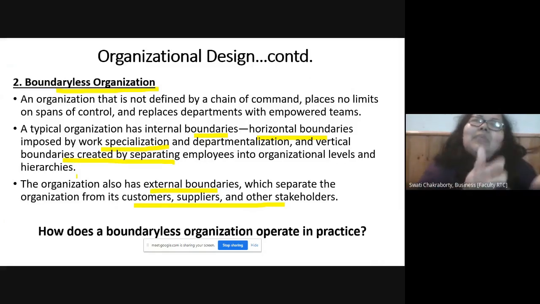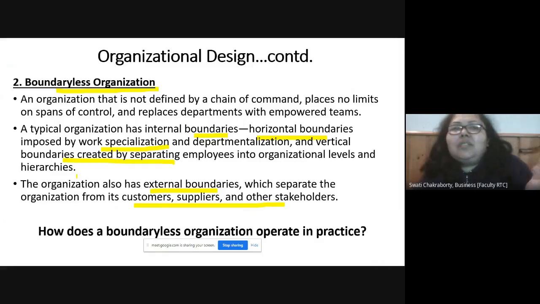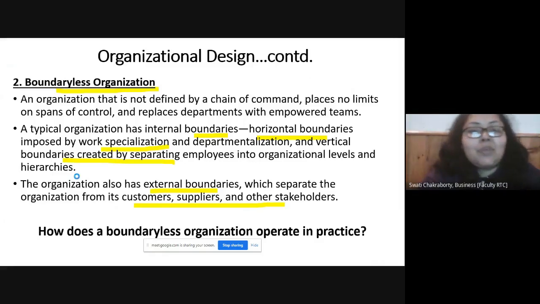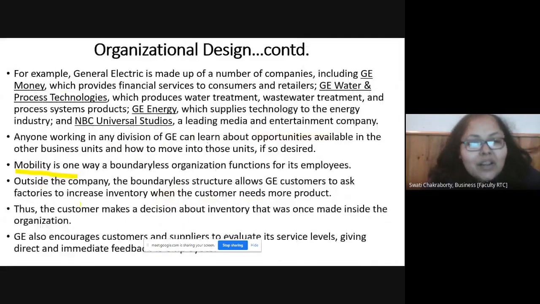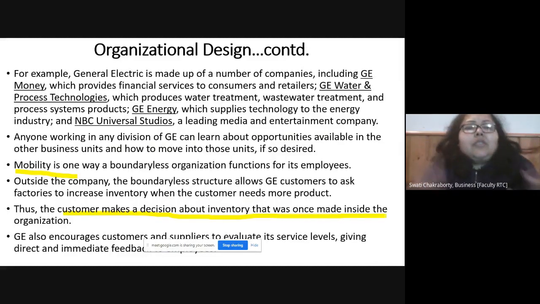So the boundary between the internal environment and the external environment is broken. Anyone can say, anyone can do it. So the boundary is broken, and we say it's boundaryless. In that case, a customer can make a decision about inventory that was once made only within the organization. Customers are actually talking, when you start taking feedback and ask them.